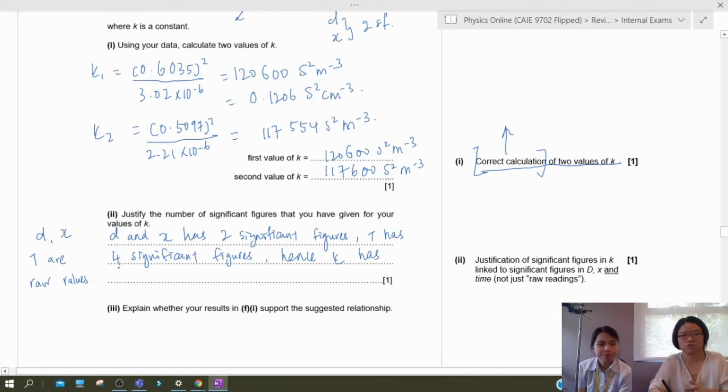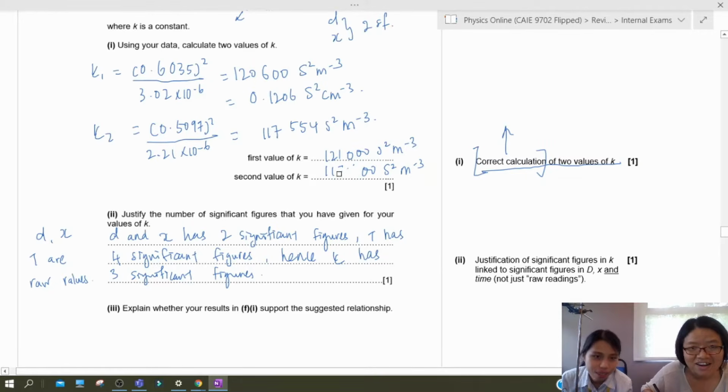Follow the least SF, which is 2, or least SF plus 1. So we write too many SF. I think too many. Need to go back and change. So K has 3 SF. So this 1, 2, 1, 0, 0, 0. Yeah, so this is 1, 2, 0, 0, 0, 0. Not 1, 2, 1. The 6 round off already. Oh yeah, you see? I feel kindergarten. Round wrong already, then. GG. Then this one become 1, 1, 8, 0, 0, 0. Means during exam, I cannot rub like that. You have to cancel.